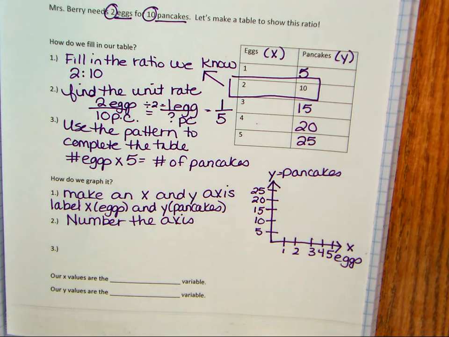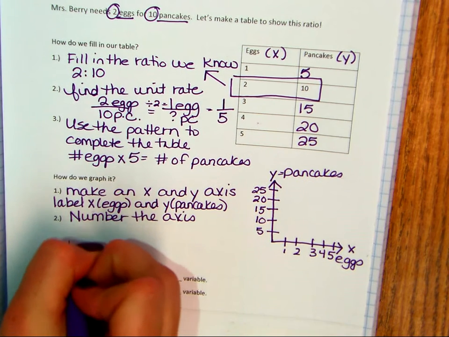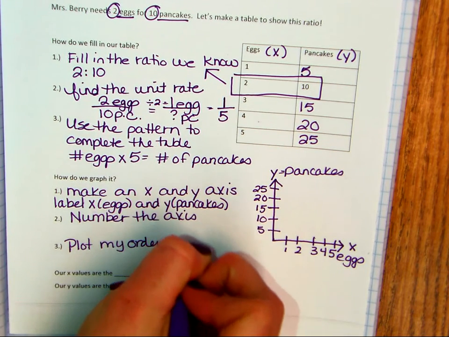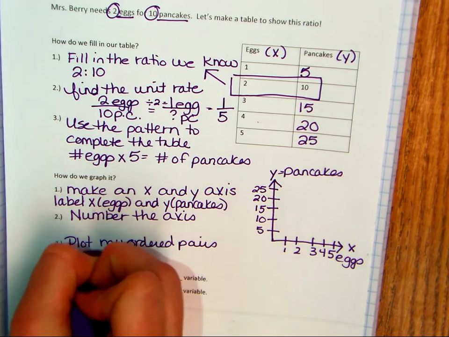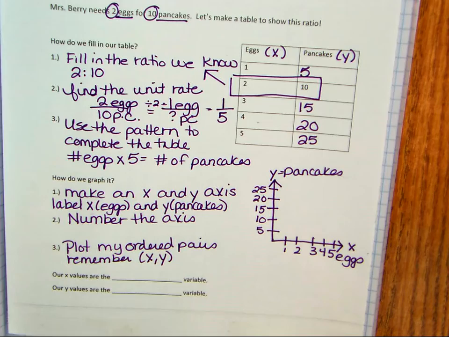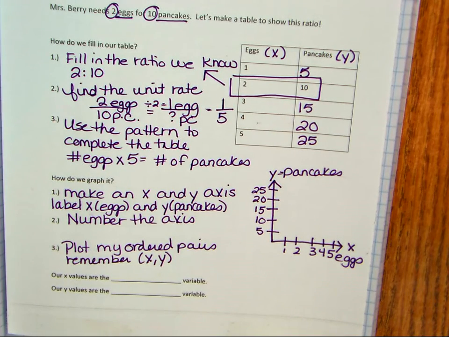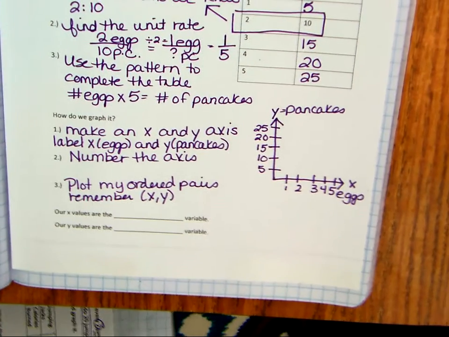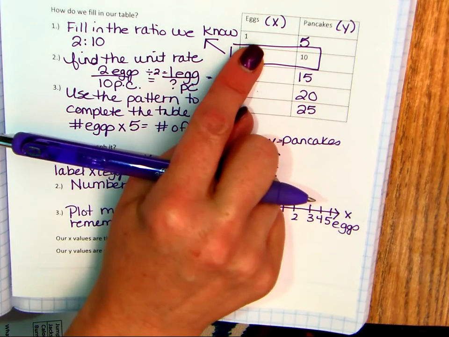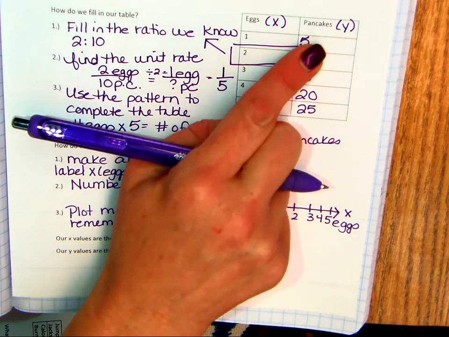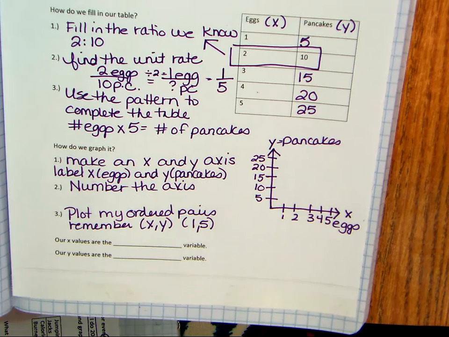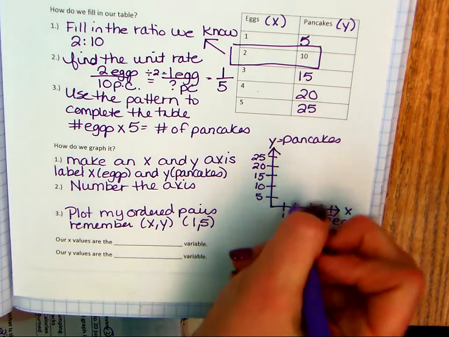So now I've numbered my axes, and I'm now going to plot my ordered pairs. And remember, we do X, Y, and we always plot the X first. Let's scoot this up. Okay, so looking at our table, I went up too far. The first one, X is 1, Y is 5. It's going to look like this. 1, 5. So I'm going to go over to 1, up to 5, and I'm going to make a dot.